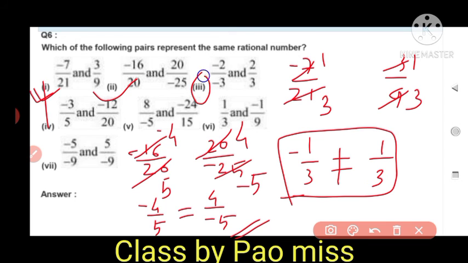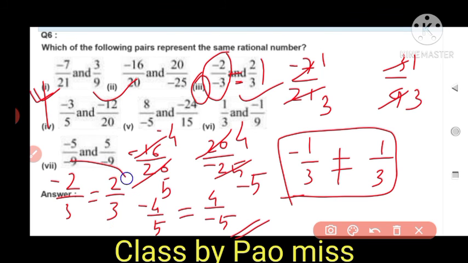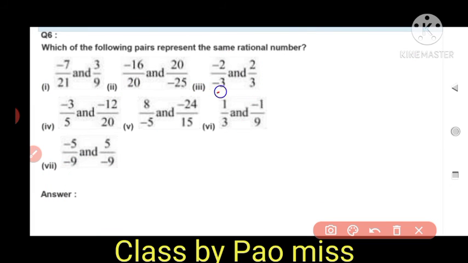Now see the third one. What I said in the introduction part, I told you when both are negative, then they are positive rational number. So now 2 upon 3, 2 upon 3, minus 2 and minus 3. Okay, they are minus minus, but if both are negative, then they convert to a positive. That means this will be what? Equal. That means minus 2 upon 3 will be equal to 2 upon 3. Because when both are negative, then it will convert to a positive, and numbers are same, so they will be equal.